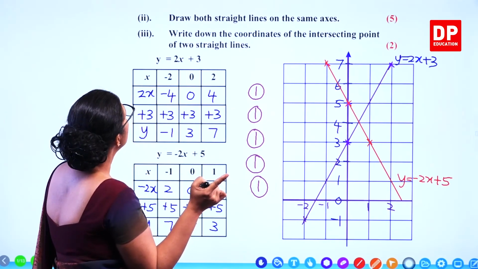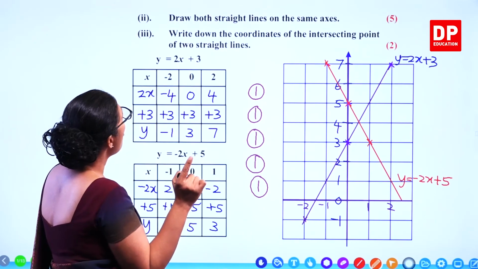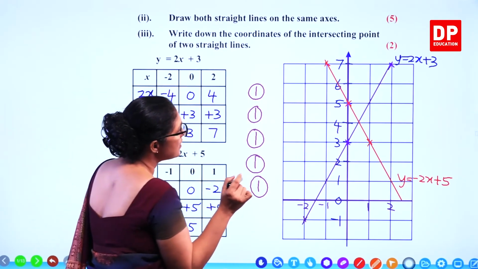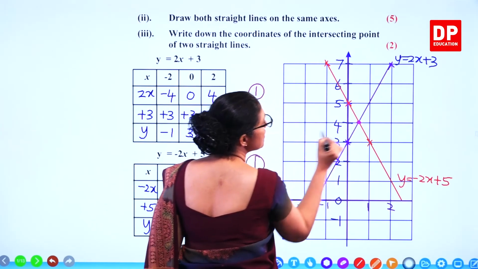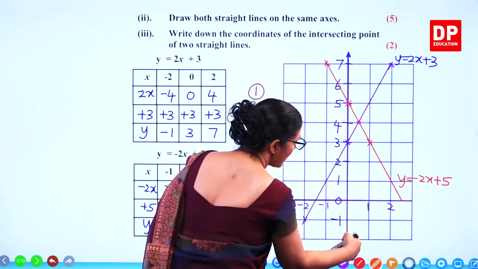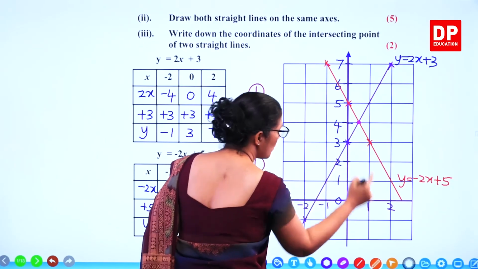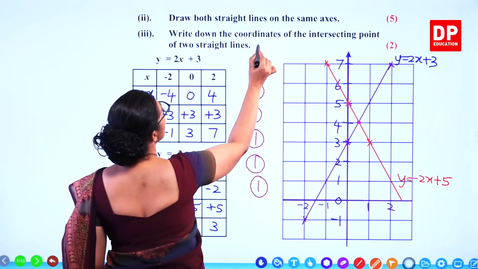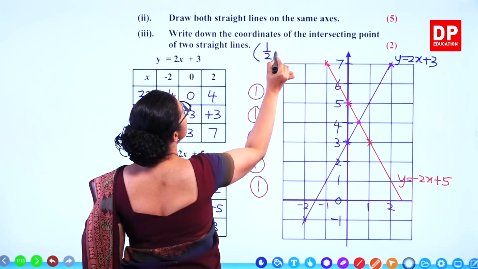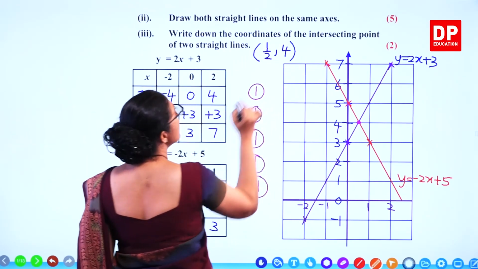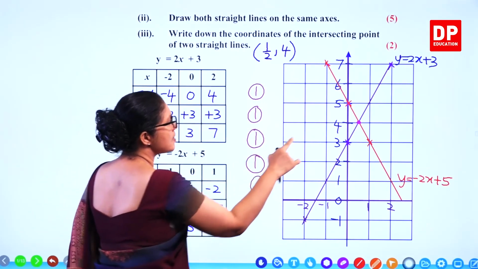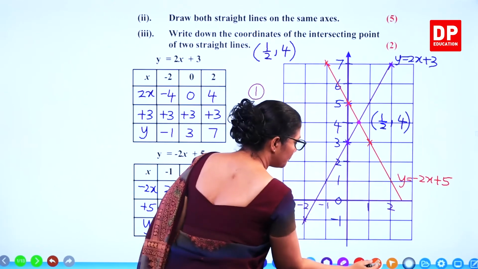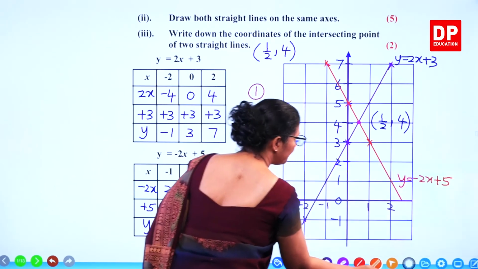So those are the two lines, and write down the coordinates of the intersecting point of two straight lines. So where it intersects? This point. So x equals half and y equals 4. So you can write down half and 4 is the coordinates of the intersecting point. So half and 4. So 2 marks for that.